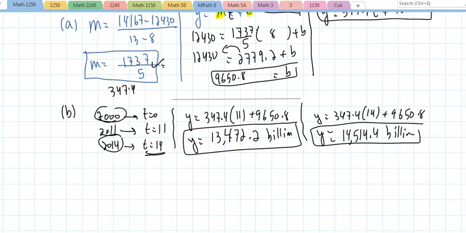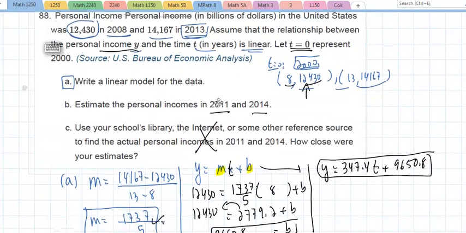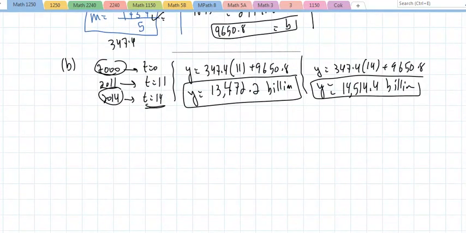Alright, now part C we're going to ignore because let's go to the library. With COVID and all of that, we don't do that stuff anymore. And one more to go.